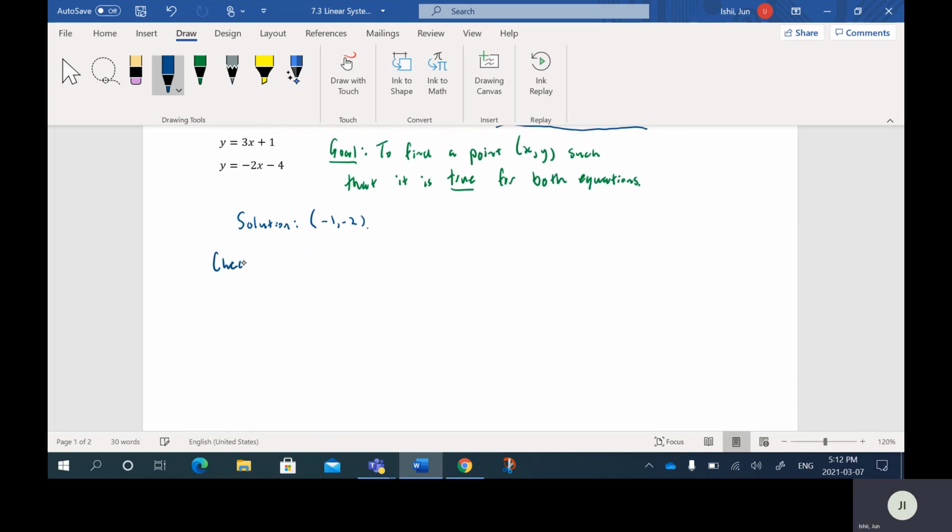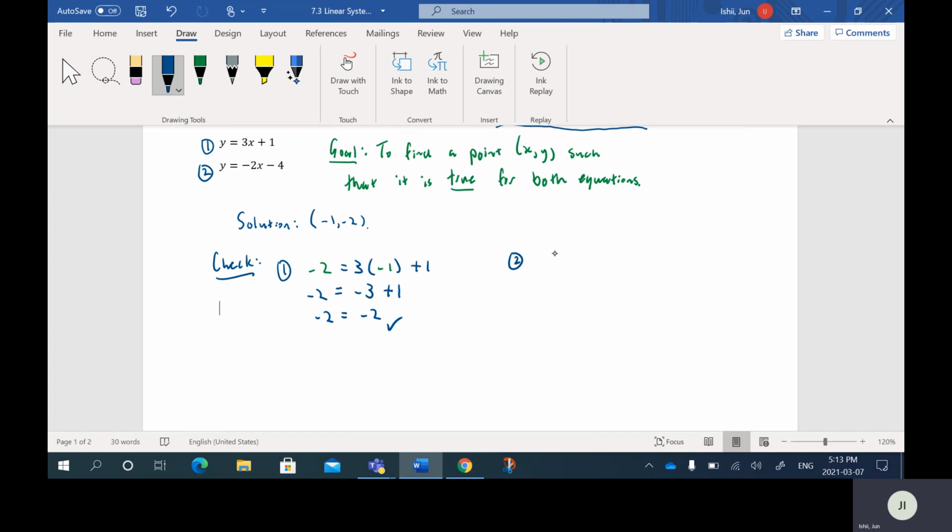All right, so let's check. Let's just number these. That's the first equation, that's the second equation. For the first equation, I'm going to plug in -1, -2 for x and y. So y is -2. I'm going to punch in -2 there, equals 3 times my x value, which is -1, plus 1. I just want to make sure that the left side matches the right. So I have -2 equals -3 plus 1, -2 equals -2. So it's worked out for the first equation.